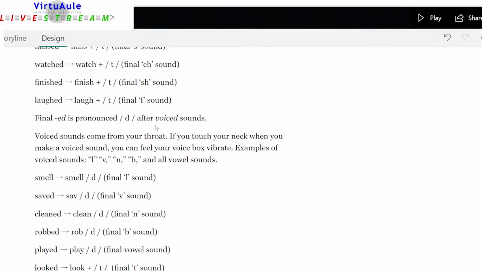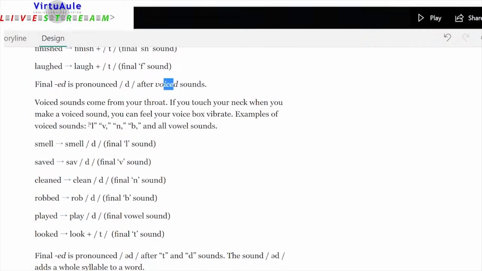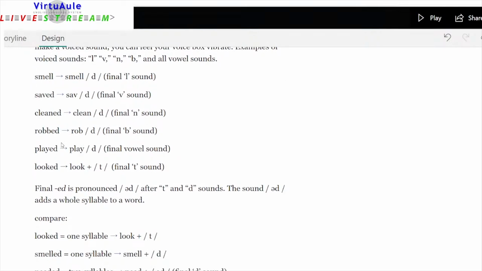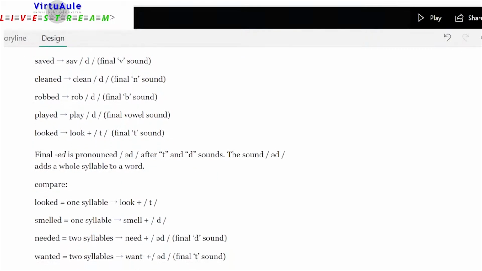Final ed is pronounced d after voiced sounds. Voiced sounds come from your throat. If you touch your neck when you make a voiced sound, you can feel your voice box vibrate. Examples of voiced sounds are l, v, n, b. Okay, all of those take place in your voice box. So we have smell, smelled, save, saved, clean, cleaned, rob, robbed, play, played. Look, looked, k, k, looked.